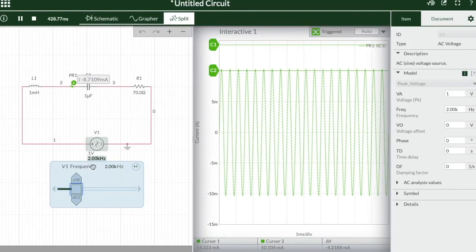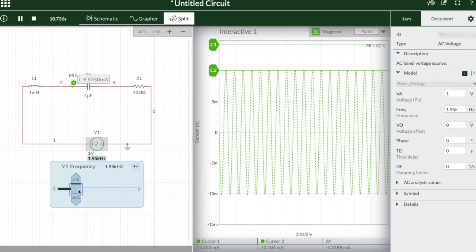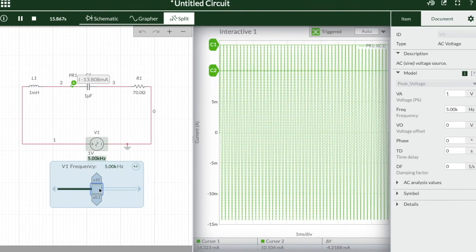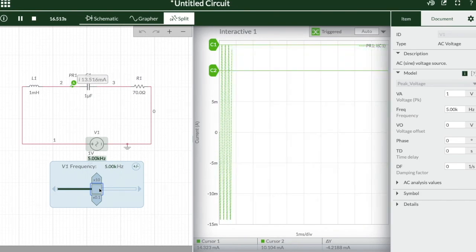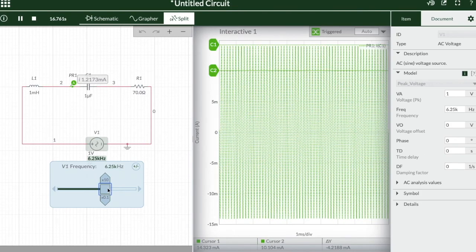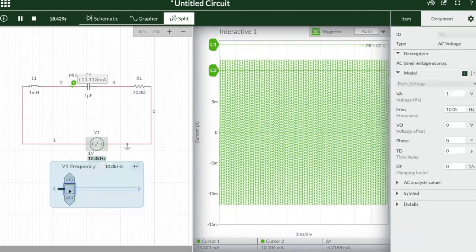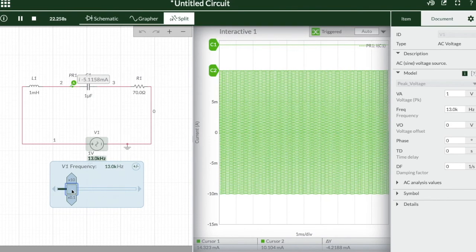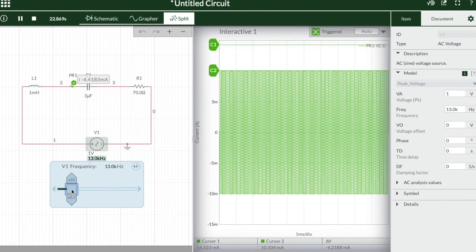We'll start with a low frequency. Estimated lower cutoff frequency is 1.95 kilohertz. Here we can see that the current is increasing with frequency, and a little beyond 5 kilohertz it is taking maximum value, showing that resonant frequency is still a little more than 5 kilohertz. Here the peaks are just touching the lower cursor, and the frequency shown is 13 kilohertz, which will be then the upper cutoff frequency. The bandwidth now is around 11 kilohertz.